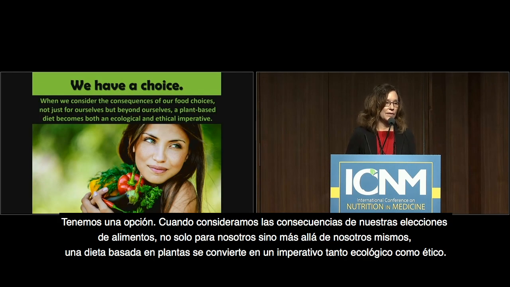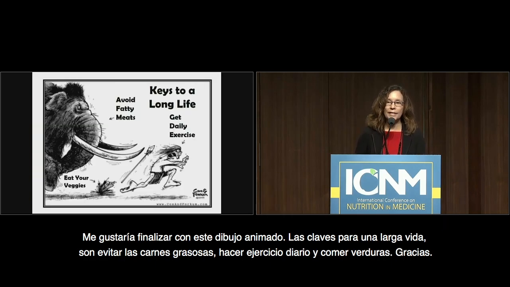We have a choice. When we consider the consequences of our food choices, not just for ourselves, but beyond ourselves, a plant-based diet becomes both an ecological and an ethical imperative. And I would like to end with this cartoon. The keys to a long life are avoid fatty meats, get your daily exercise, and eat your veggies.